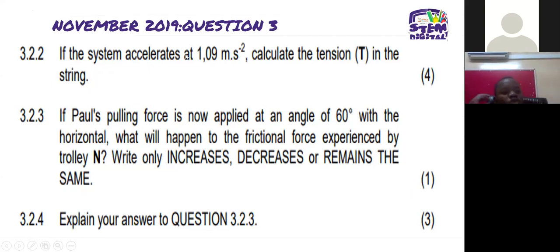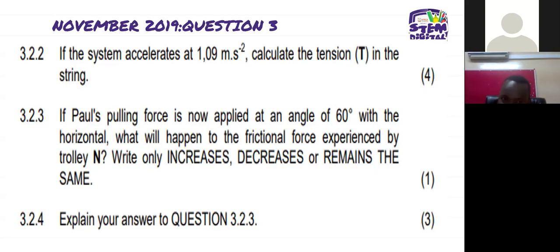And I want you to calculate the tension. So please take the question down. I'll give you a minute to do that. And then we'll go back to our question. And I want to give you 4 minutes because here we have 4 marks. I want to give you 4 minutes to answer this question. And then we are going to do it together.